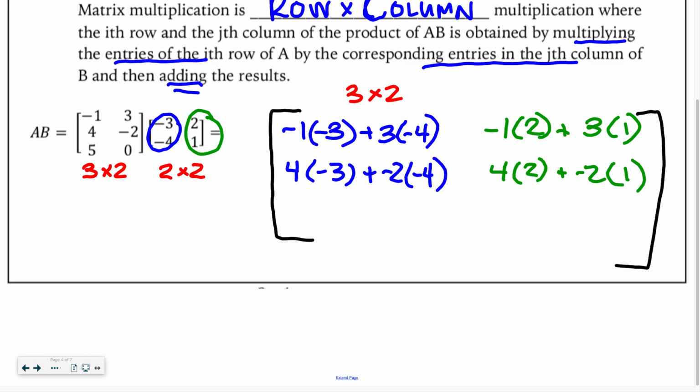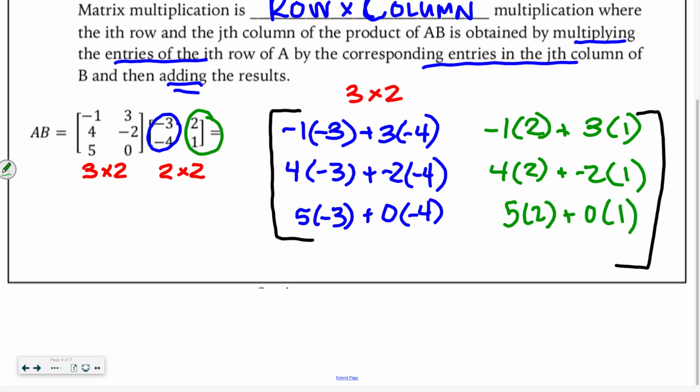So I have one more row to go, right? I've done -1, 3. I did 4, -2. Now I got to grab 5, 0. Okay, multiply 5, 0 by the 2 columns. So I'm going to have 5 times -3 and 0 times -4. And in my second column, I'm going to have 5 times 2 plus 0 times 1.